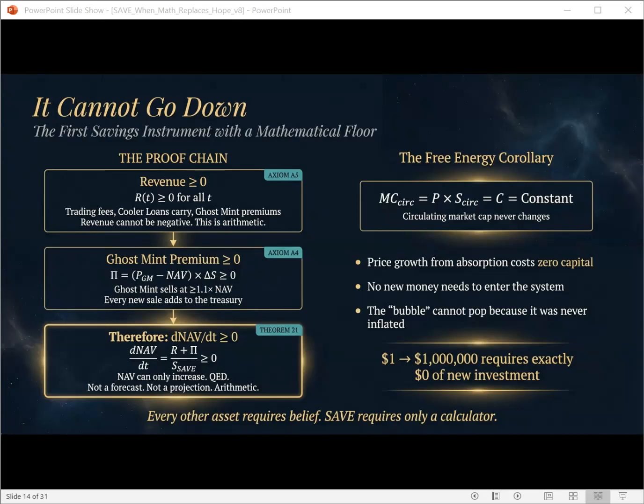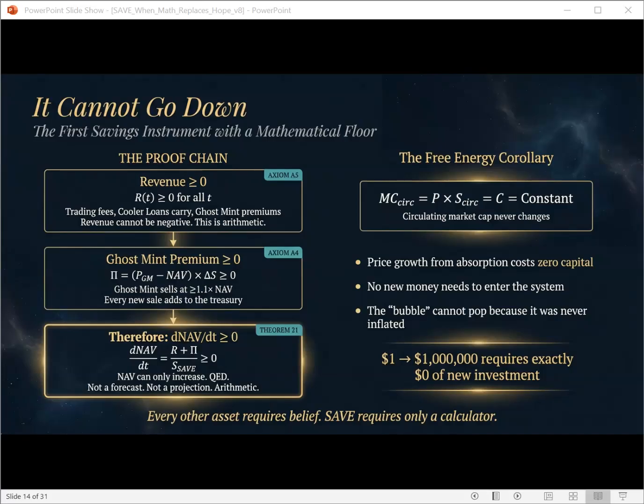Rho is the ghost mint premium. Ghost mint sells new SAVE at a minimum of 1.1 times the NAV. The premium goes into treasury. A premium on a sale above NAV cannot be negative. So therefore, it is always positive. It is only doing a transaction when it makes money.